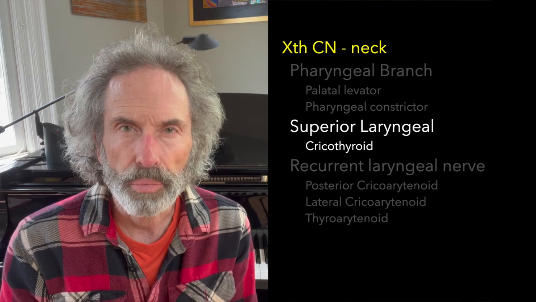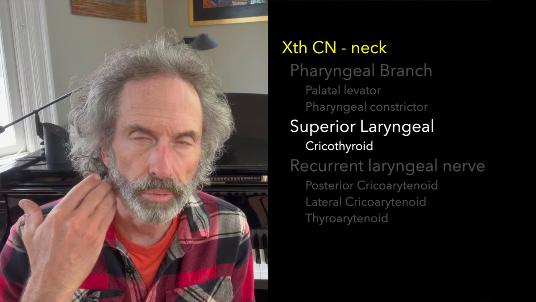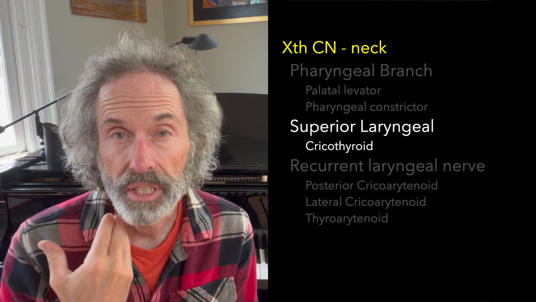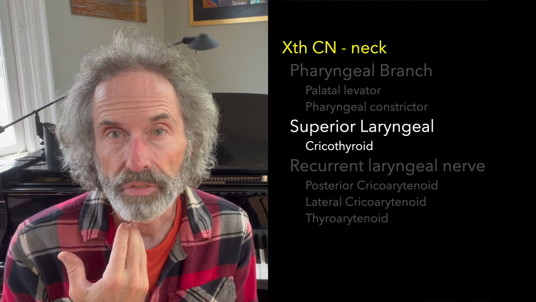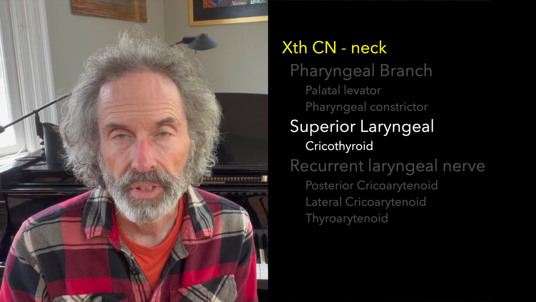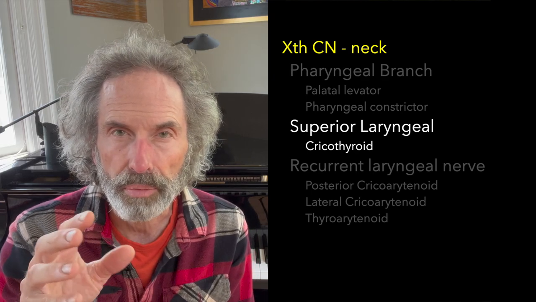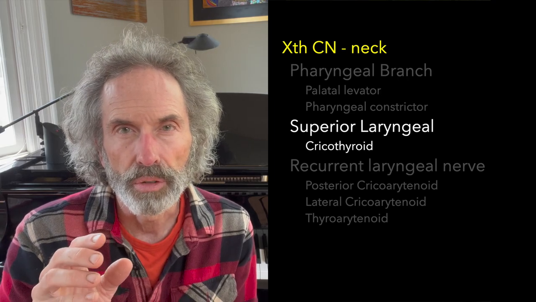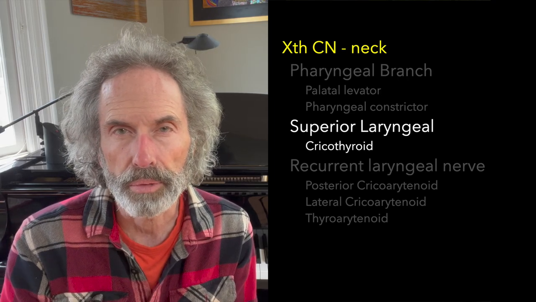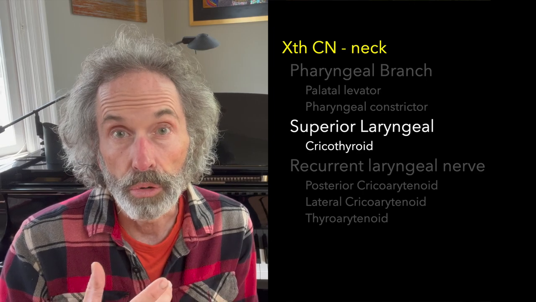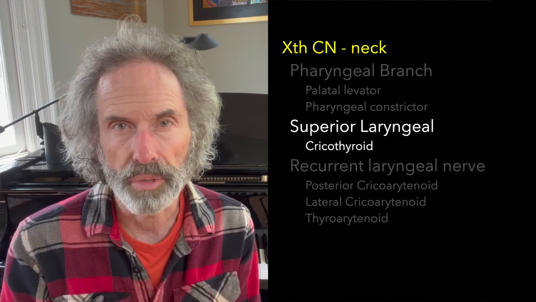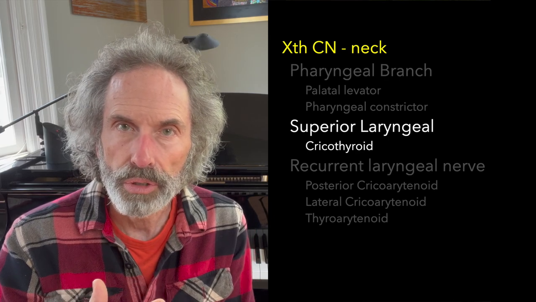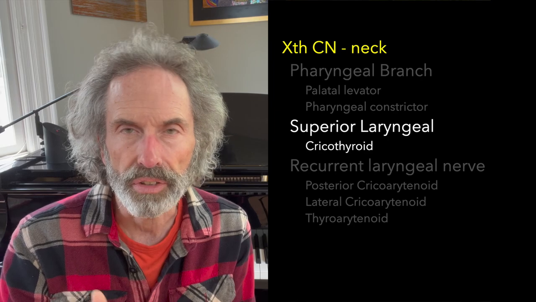Now, this is the second branch of the vagus nerve. So the upper branch feeds the palate and the pharynx, and this middle branch feeds only a single muscle. It's a sensory nerve, and we can test it that way, but we're going to focus on visualization of its motor function, which supplies only one muscle, the cricothyroid muscle. So we need to know what the cricothyroid muscle does, and then we need to look at how we can see it when it doesn't function.